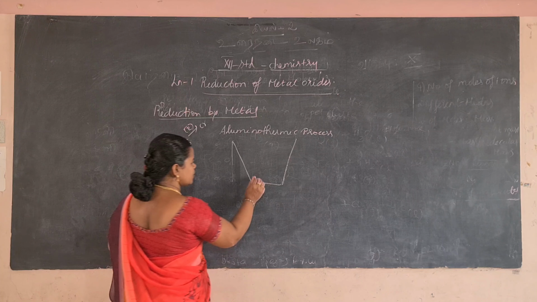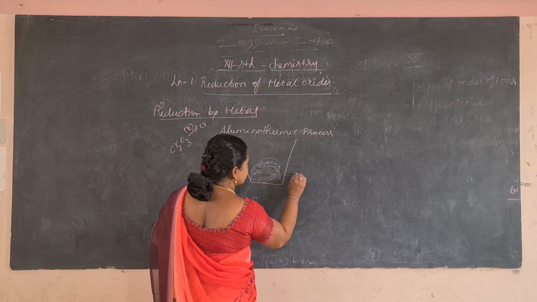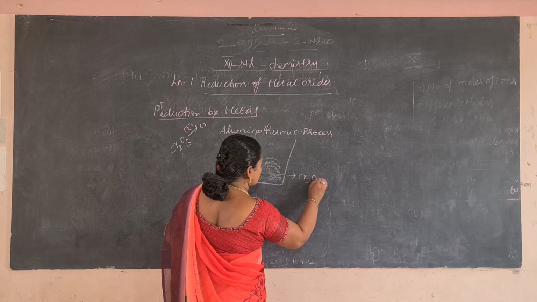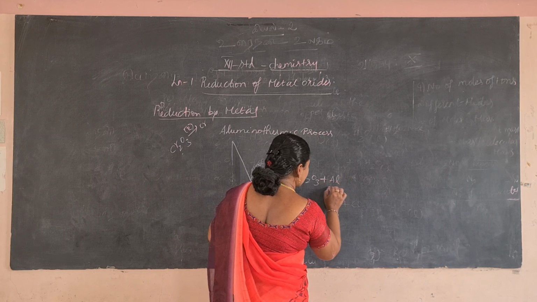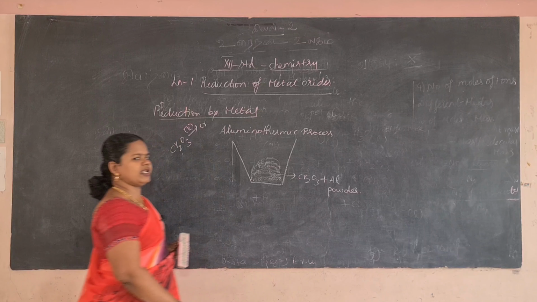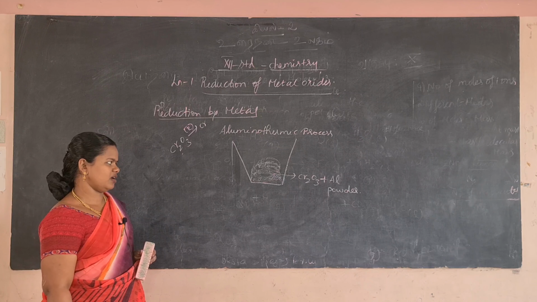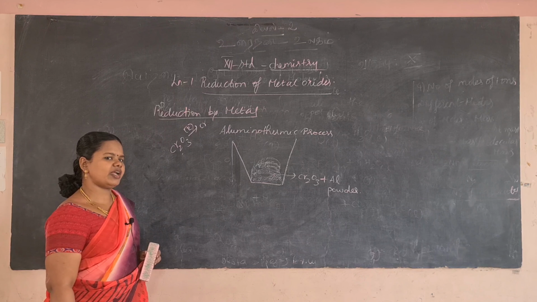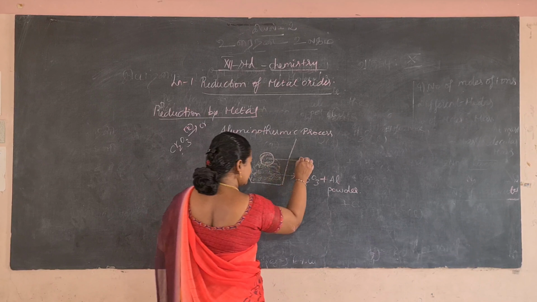So I am taking a mixture of chromic oxide, Cr2O3, plus what? Aluminium powder. What is this aluminium? It is a metal. So using a metal, I am going to reduce chromic oxide, Cr2O3 to Cr. Here, to initiate this process, I am taking an ignition mixture.